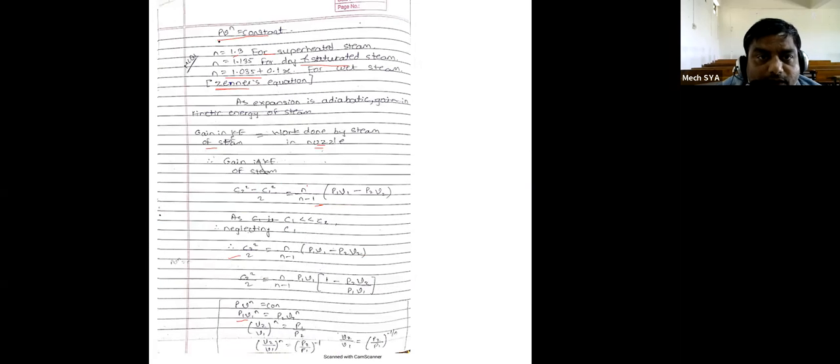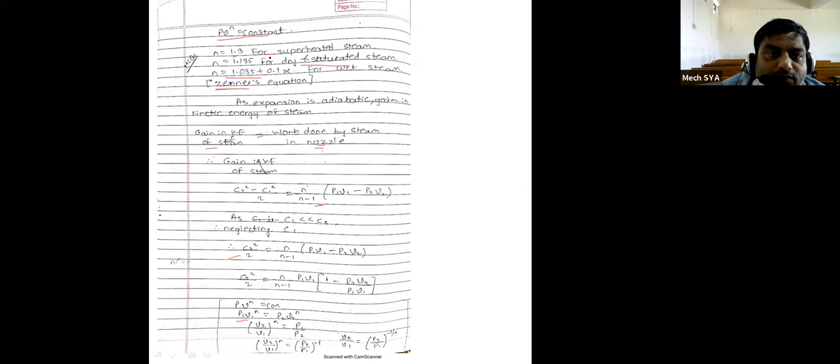Once again I will repeat. So adiabatic expansion is following the law PV raised to n is equal to constant, because we are assuming that expansion of steam through the nozzle is adiabatic.